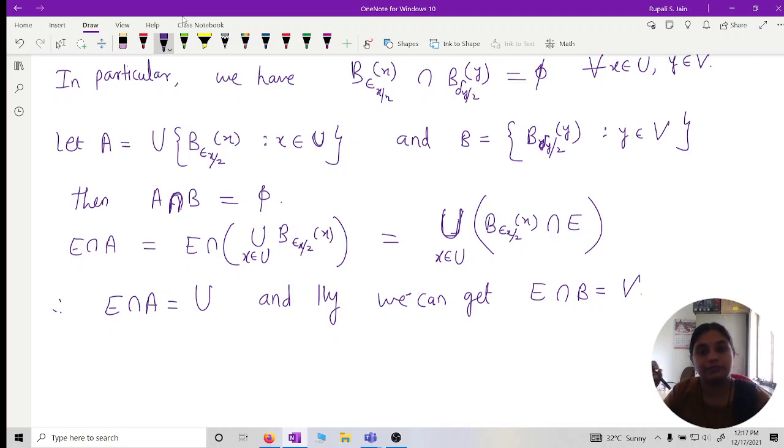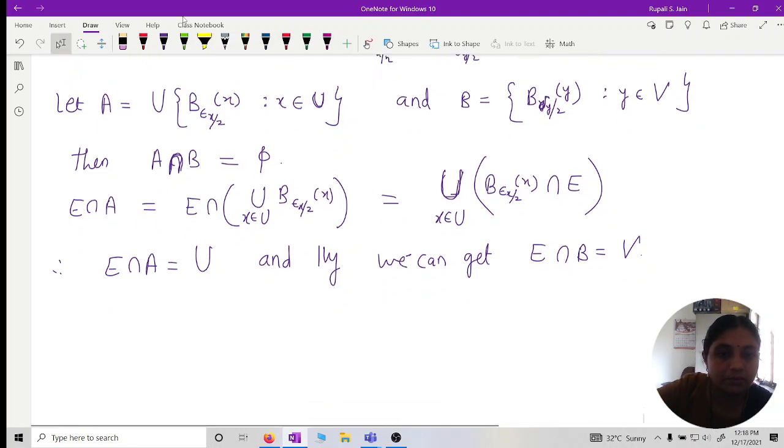Please repeat the last step. What is E intersection A? A is nothing but the union of all these balls of radius epsilon by 2. For each x I am having one epsilon. I am just saying it is epsilon x because if I change x, epsilon will change. Is that okay?